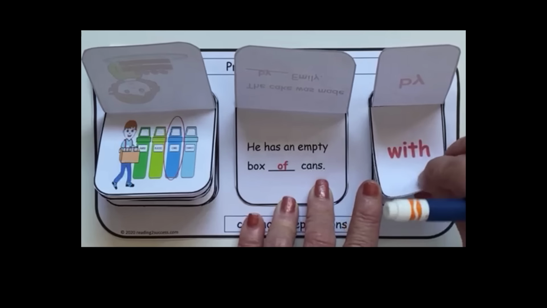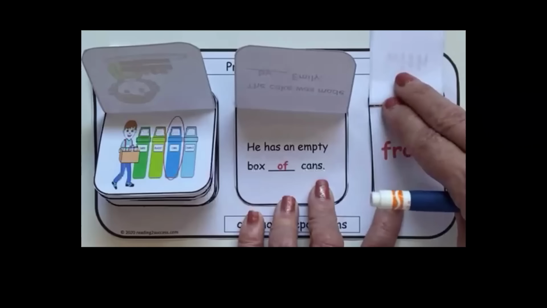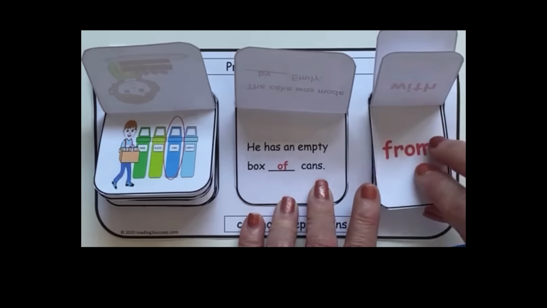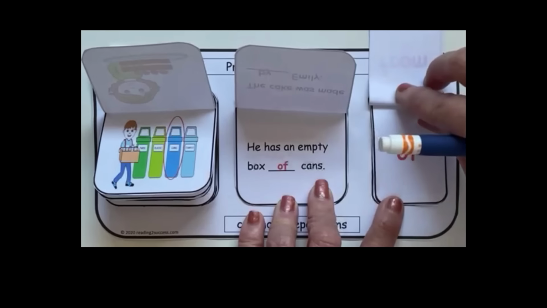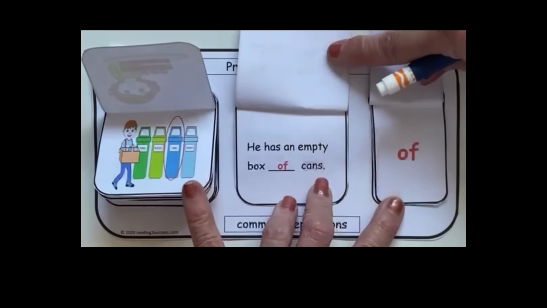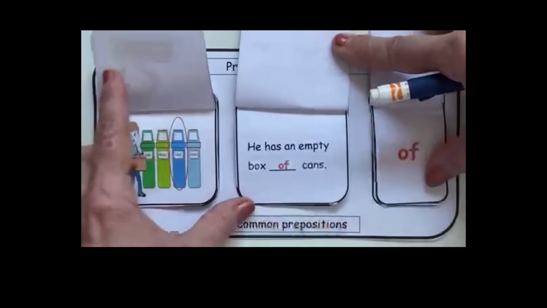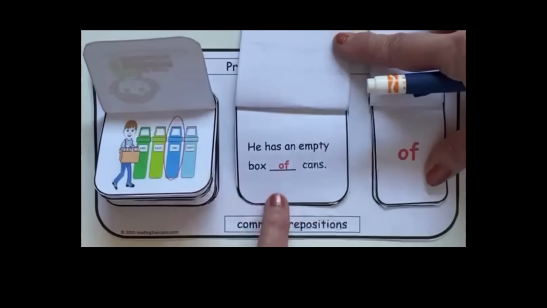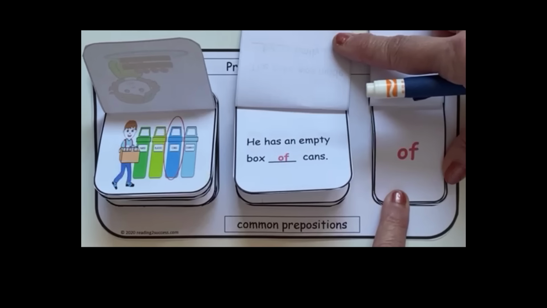With is not the right one. From is not the right one. Of. So now we have all 3 matching: the picture, the sentence, and the preposition.